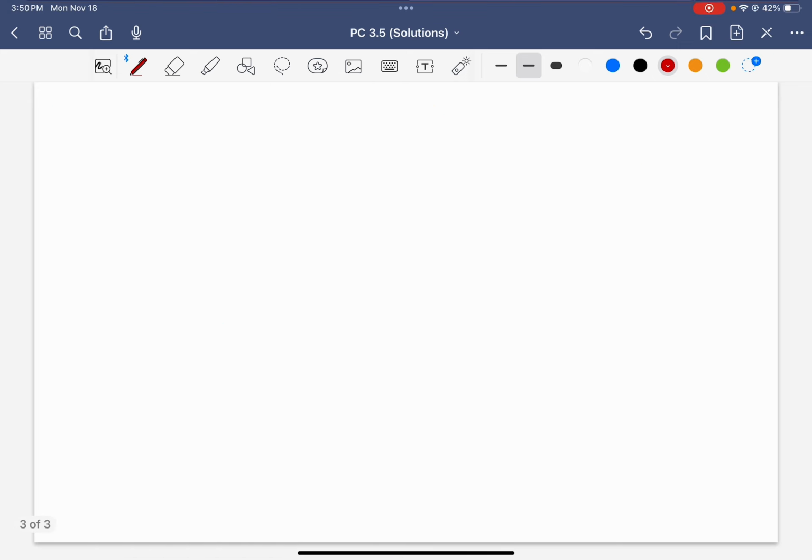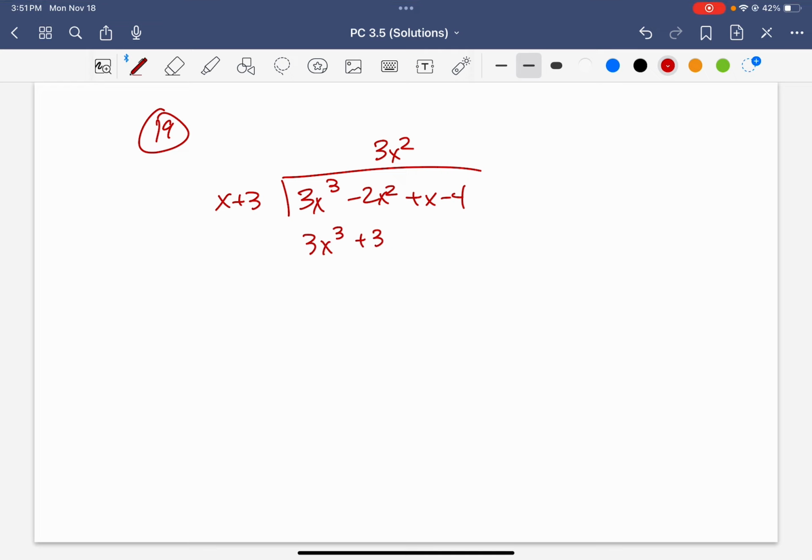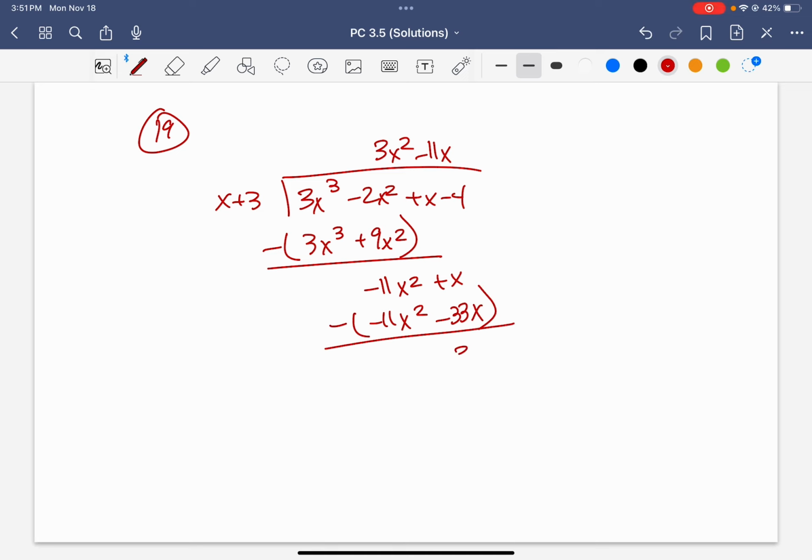19 and 20. So for 19, you get 3x cubed minus 2x squared plus x minus 4. Let's divide that by x plus 3. Do I need any placeholders? No. So this is this, gives me some of this, plus 3x, no, 3 times 3 is 9x squared. Make sure you subtract. Minus this is minus 11x squared. Bring down the x, so I do minus 11x minus 33x. So this minus a negative is 34x, what, minus 4?